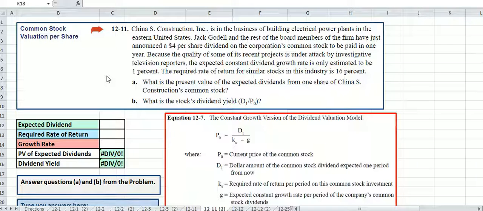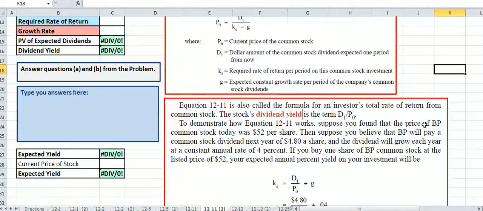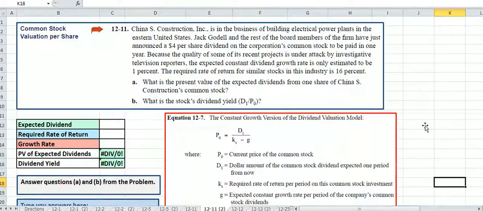We are looking at problem 12-11 in your book, and I've added some things here. Right off the top, I want to tell you that I don't think this problem does a very good job of helping you understand what you need to understand about this. But let's work through the problem first, and then I'll talk about why I think this problem is incomplete.